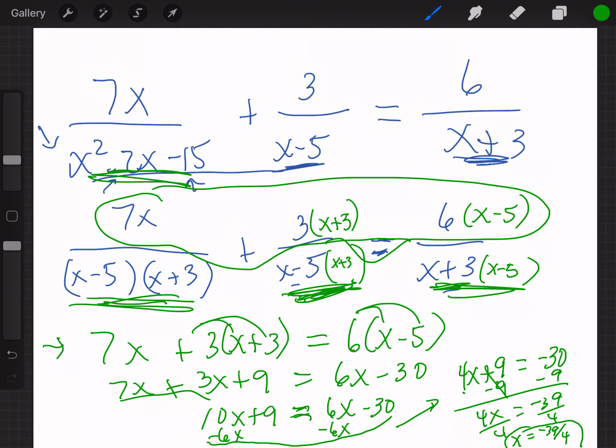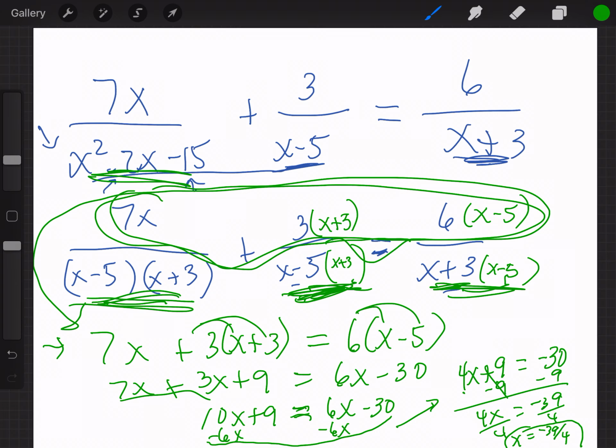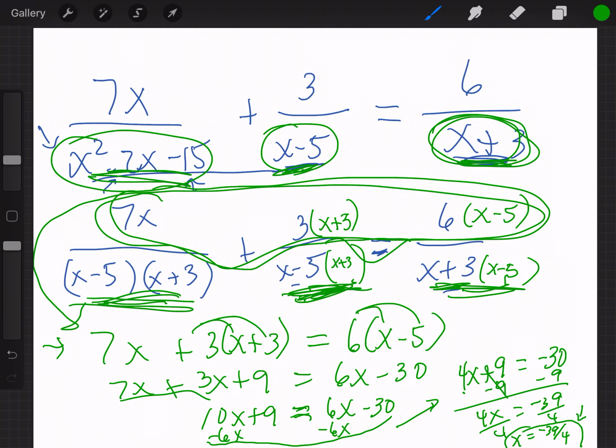Then I had to get all my denominators the same, ignore the denominators, work with the numerators to solve this equation. Final answer is negative 39 over 4. Again, you would have to consider, is that an excluded value? But if you look at here, what would the excluded value be here? Negative 3. What would it be here? 5. Because that 5 minus 5 would make that 0. And then, of course, here, that would actually be both of those because those are your factors.